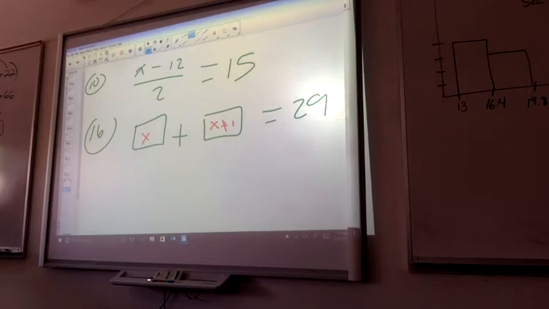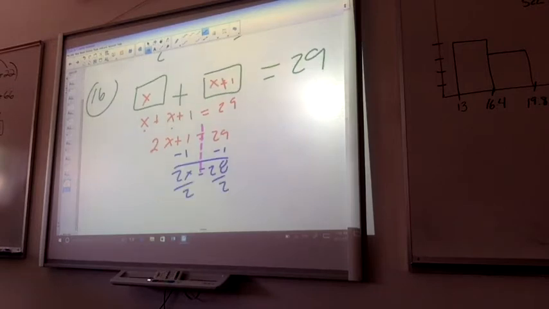Okay? And now you have x, and x plus 1 equals 29. x plus x is 2x plus 1 equals 29. And then if you solve this, subtracting 1, you find 2x equals 28, divided by 2. So you have x equals 14. So this integer is 14. What does the next integer have to be? 15. If you add 14 and 15 together, do you get 29? That's exactly how you go through that problem.